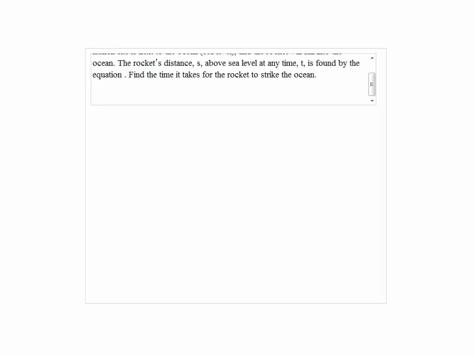A model rocket will be launched from a hill 80 feet above sea level. The launch site is next to the ocean at sea level, and the rocket will fall into the ocean. The rocket's distance s above sea level at any time t is found by the equation. Find the time it takes for the rocket to strike the ocean.